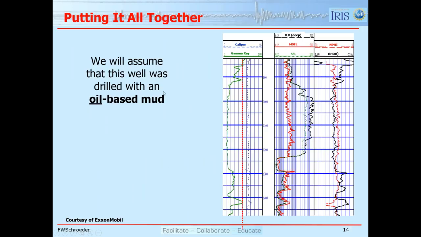So let's put all that together. We're going to look at a log. We have the caliper in blue, the gamma ray in green. We have resistivity, deep, medium, and shallow. And then we have the neutron porosity in red and the bulk density in black. All of the logs have been registered, so they're equivalent in depth. And we'll assume that when we drilled this well, we used an oil-based mud.